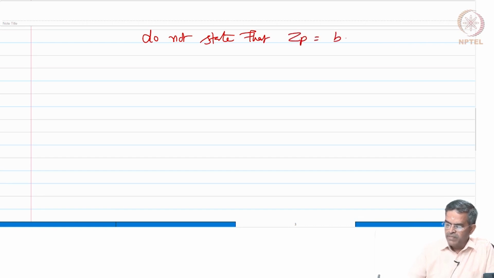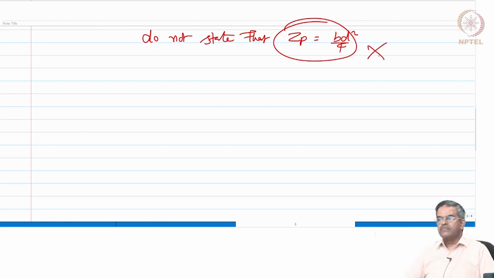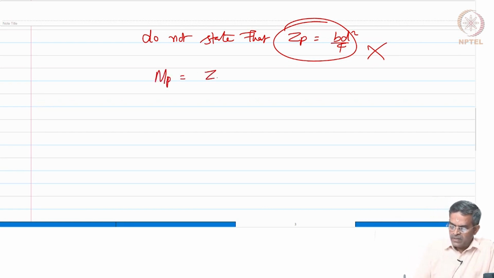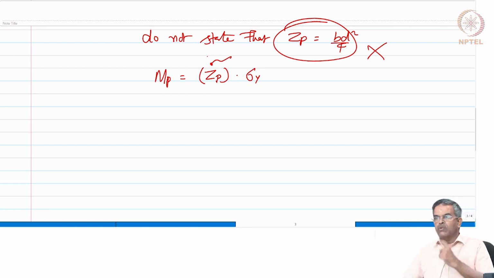Zp is bd square by 4. We will not do this. We will not remember Zp in this manner. We will simply say plastic moment of resistance is plastic section modulus multiplied by sigma y. We will come to this argument slightly later. How do you get this? Okay.